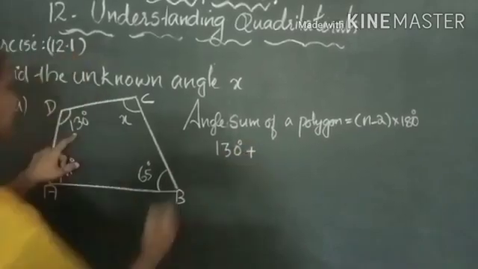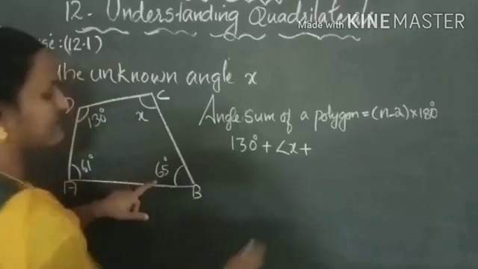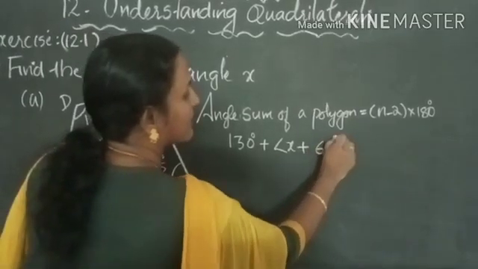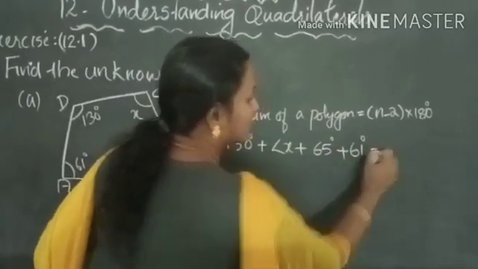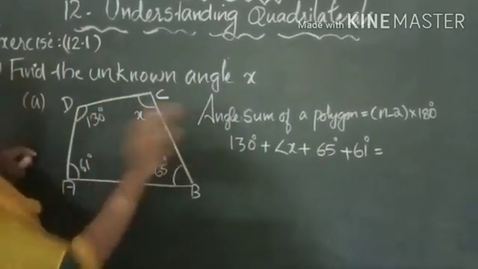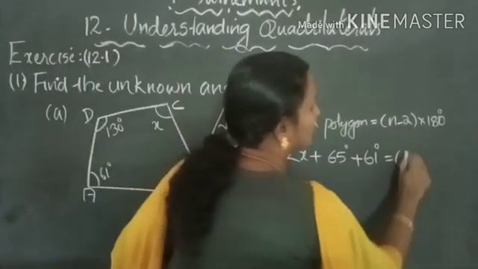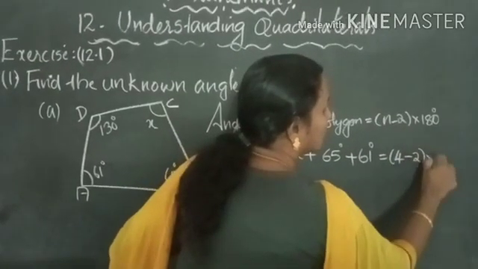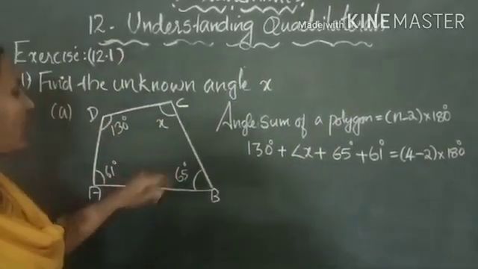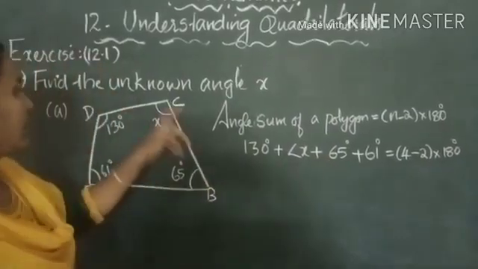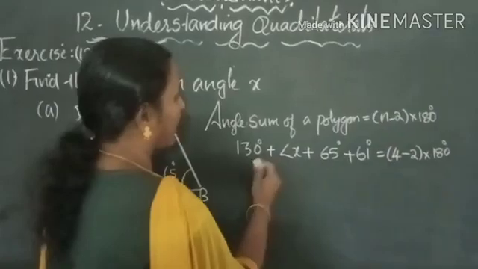130 plus angle x plus 65 degrees plus 61 is equal to n minus 2 into 180, where n means number of sides. How many sides are there? 4 sides. So it is equal to 4 minus 2 into 180.